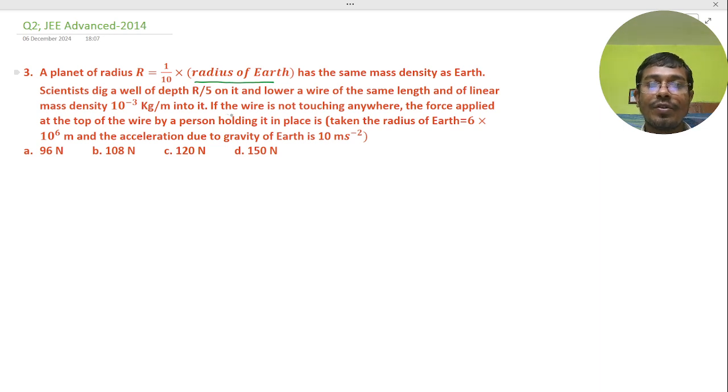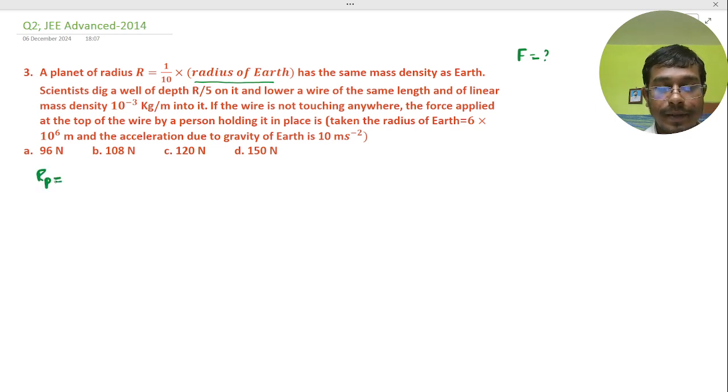If the wire is not touching anywhere, the force applied at the top of the wire by a person holding it in place is? Given the radius of earth is 6 into 10 to the power 6 meter and the acceleration due to gravity of earth is 10 meter per second square. So basically we have to find the force on it. So first of all, given that R is 1/10 of the radius of earth, so just write the given data.